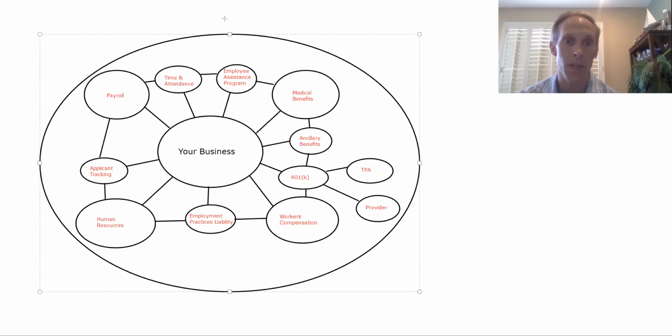And so that's what a PEO is. It's better integration, better automation, less redundancy, and more liability protection for the stakeholders of the business.